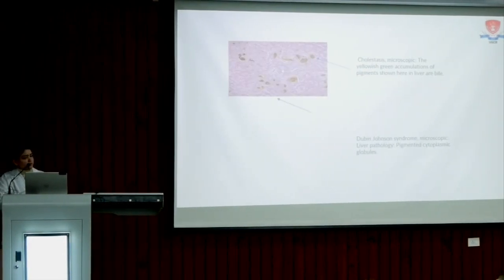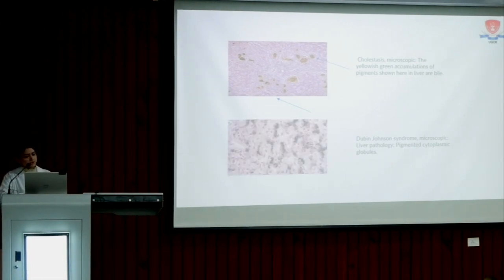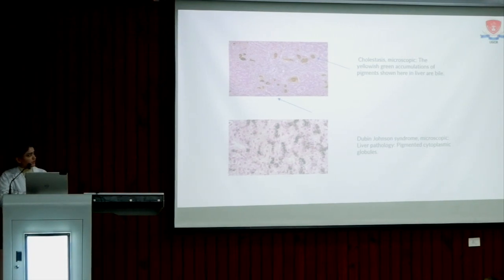Now we can see the microscopic image of cholestasis, where there is yellowish green accumulation of pigment, which is bile. And in Dubin-Johnson syndrome, in the liver pathology, we can see pigmented cytoplasmic globules.